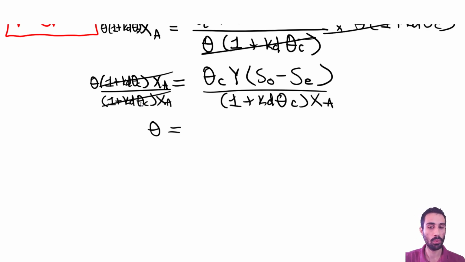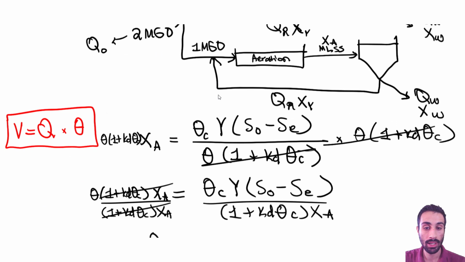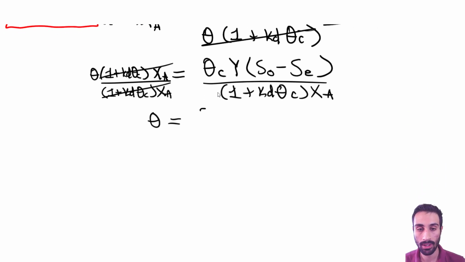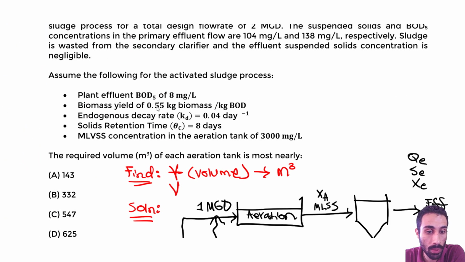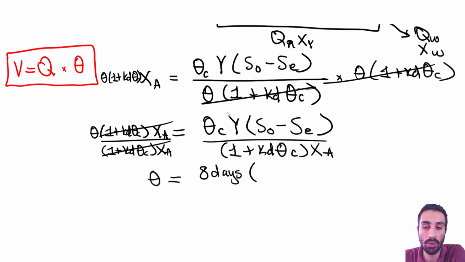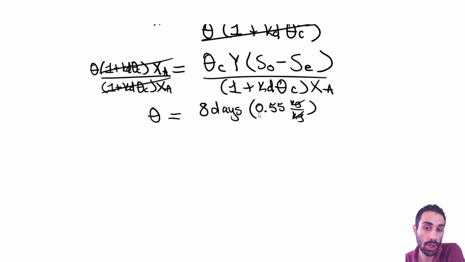So I'll just plug in what we know. Theta C is given in the problem statement to be 8 days. So you put 8 for theta C. Now our Y value is also given. It's the biomass yield, keyword yield, Y for yield, 0.55 kilogram per kilogram of BOD. I'll just write it as kilogram per kilogram, so the units cancel and we don't really have to worry about that. So that's going to be the Y.